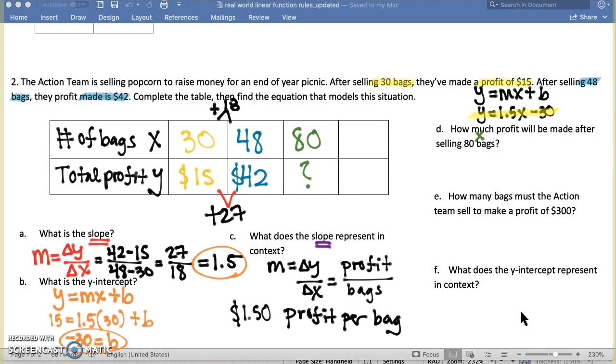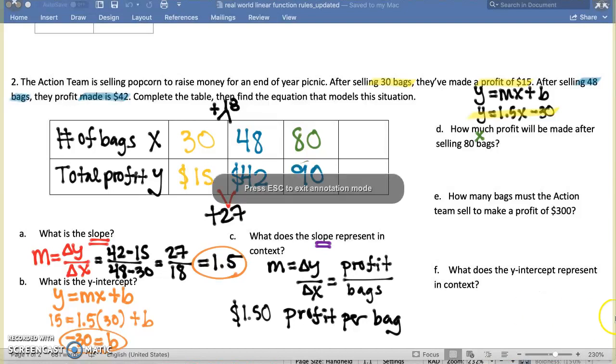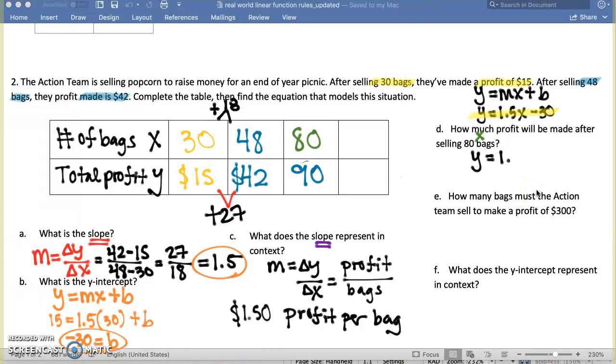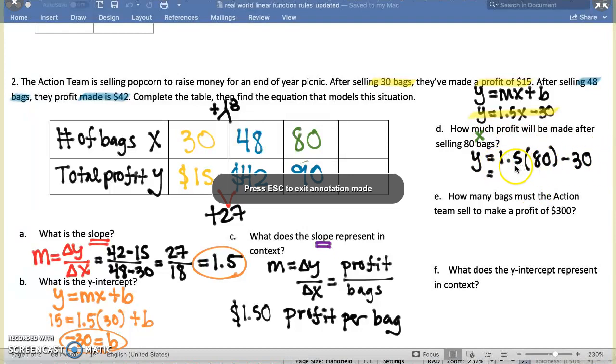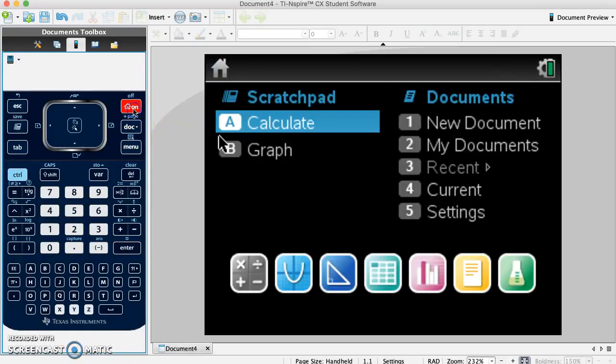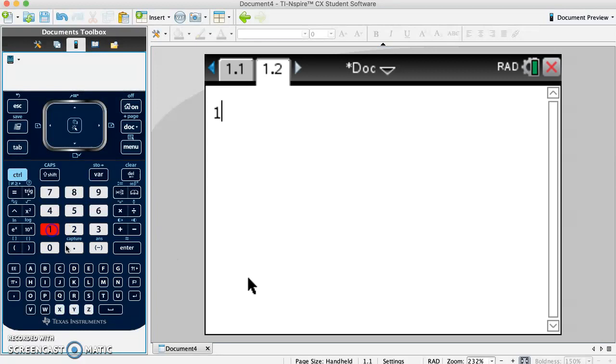So here I can put 90 in there. And if you're not liking the calculator method, then by hand, we would take y equals 1.5 times 80 minus 30. And then you would just have to evaluate this here. So 1.5 times 80 and minus 30. That's essentially the same thing. So if we were to add a little calculator here and I did 1.5 times, actually times 80 minus 30, we still get 90. So that's going to be the same.